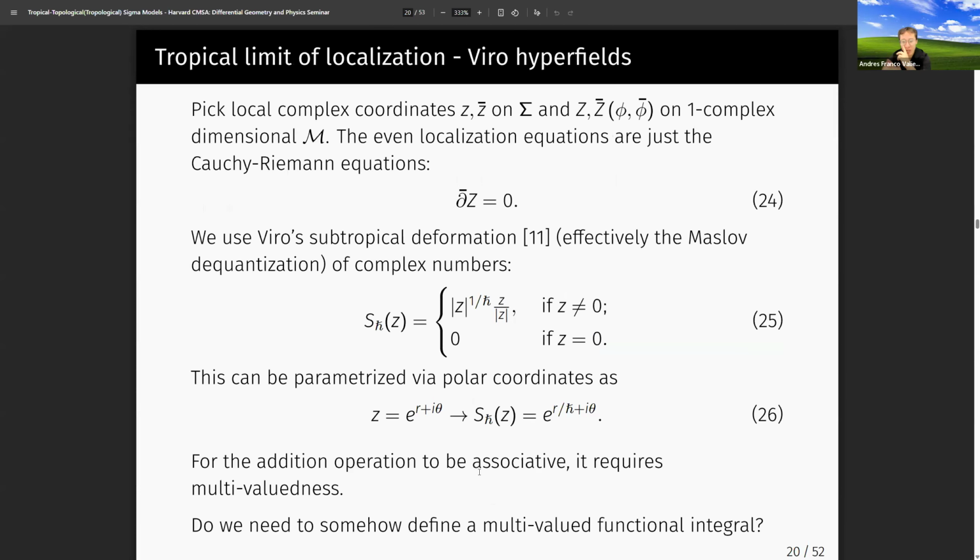And so we're going to apply that to the A model, now when the target space manifold is just a one complex dimensional manifold. We're going to choose target space coordinates capital Z and Z bar. If you rewrite the localization equations from the previous slides, it really just looks like the Cauchy-Riemann equations. You get this partial bar of Z. And then the Maslov dequantization limit of this equation, you can essentially write in polar coordinates.